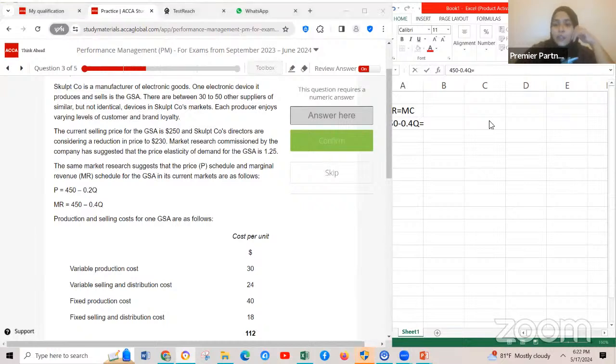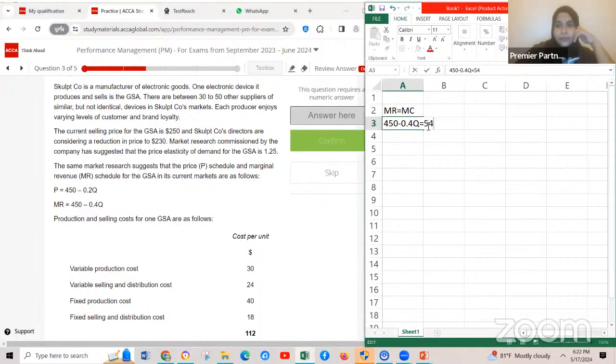Okay, let's take 54. Then now, if you take 54, what is your profit maximizing output? Oh, I got one more answer. Extra cost incurred per unit. Okay, I'm going to take 54. Let's see. So what is your profit maximizing quantity here?